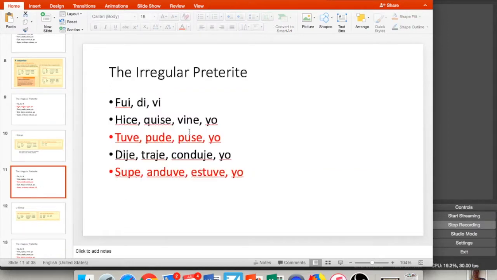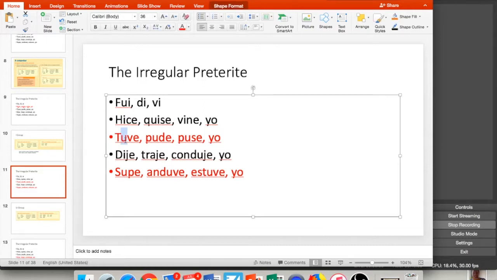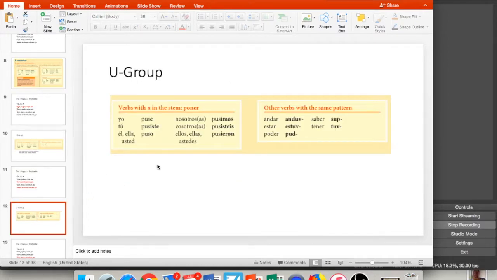Okay? Now, you'll notice I've bolded two lines here, our third and fifth lines in the song. These are both known as the U group because they have all of these U's. Tuve, pude, puse, supe, anduve, estuve, all with U's. Now, puse is the one that's been conjugated here for you. Puse comes from the verb poner, which means to put or to place. Yo puse, I put or I placed. Tú pusiste, you put or you placed. Él, ella, usted puso, he or she put or placed. So on and so forth.